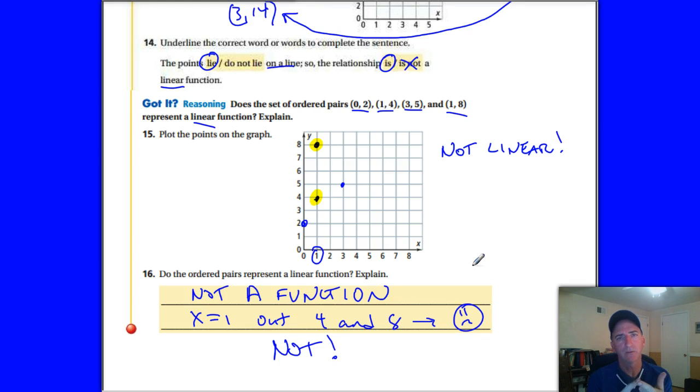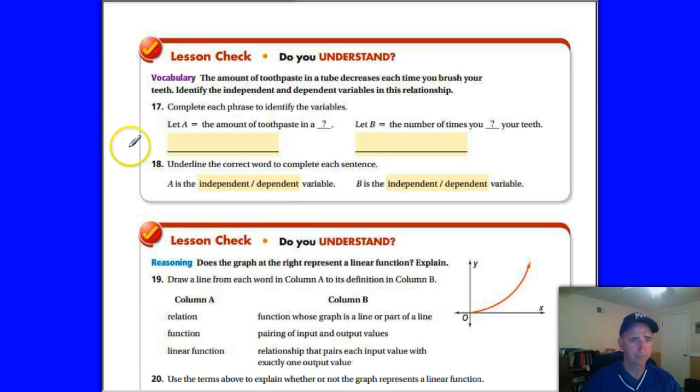Again, tables, equations, graphs. You have to be able to go back and forth between the three. The hardest one is from the table to the equation. We'll work on that together in class. Let me just wrap it up with a couple points on the next page, and you'll be all done.